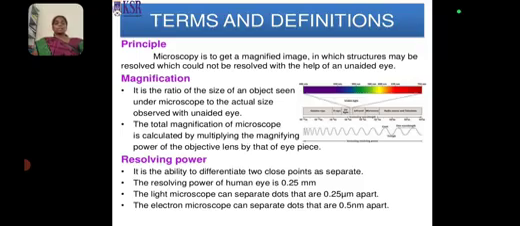Resolving power. It is the ability to differentiate two close points as separate ones. The resolving power of the human eye is 0.25 mm. It means that a human eye can differentiate two different objects that are placed close together at a distance of 0.25 mm. The light microscope can separate dots that are 0.25 micrometer apart. In the case of the electron microscope, dots 0.5 nanometer apart can be separated as different dots.